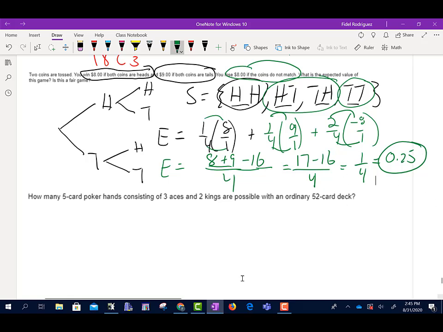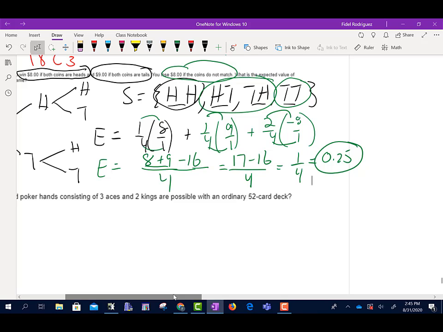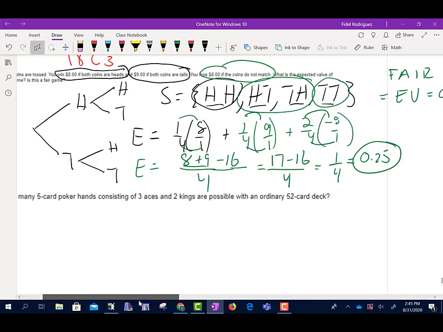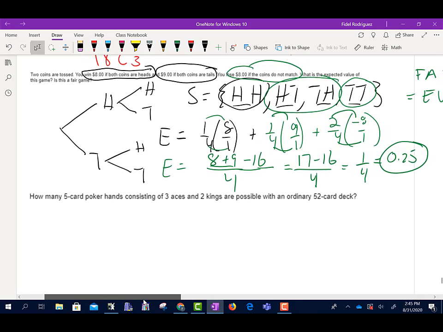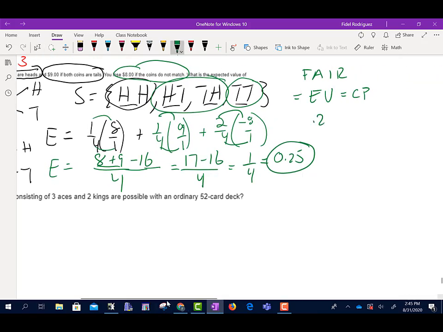Now, we're going to talk about fair game. So the way we would figure out if the game is fair is if my expected value is equal to the cost to play. Now, when I come back to this problem, did I have to pay anything to play this game? No, I didn't. So the expected value, which is 0.25, is that equal to 0 because I didn't have to pay anything? No, it's not. So then we would say it is not a fair game.